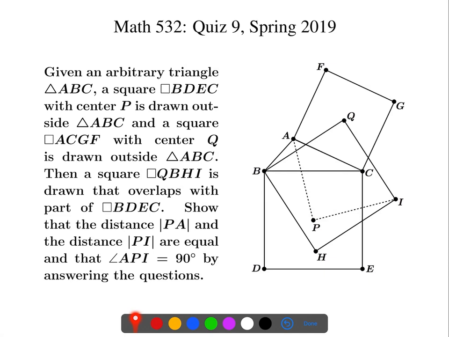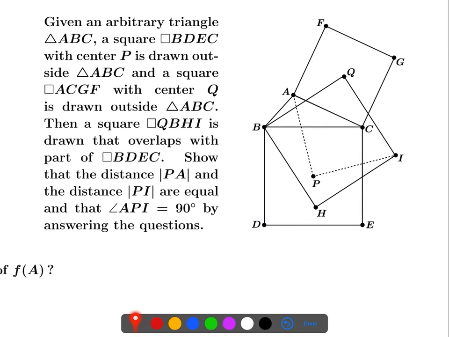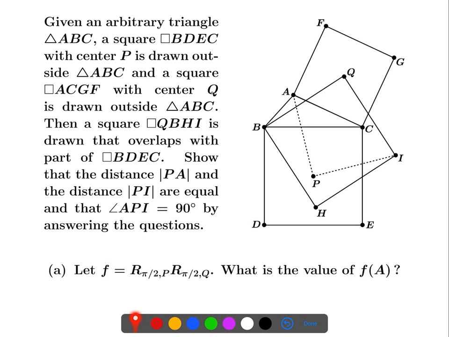We're going to do this in parts. The first part says to let F be the product of these two rotations. First a rotation around Q by pi halves, and then a rotation around P by pi halves. Remember, these rotations are always counterclockwise, and the problem is to find out what is the value of F of A. So we're rotating around Q by pi halves, followed by a rotation around P by pi halves. And here's A. We want to know what happens to A if we do those two rotations with A.